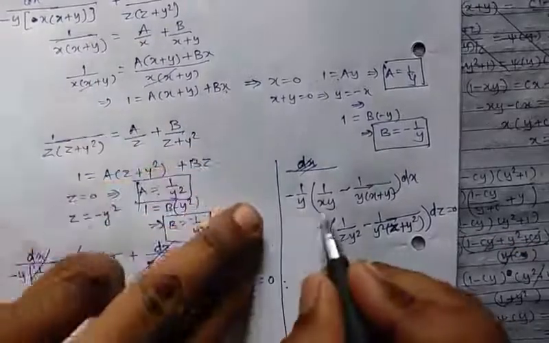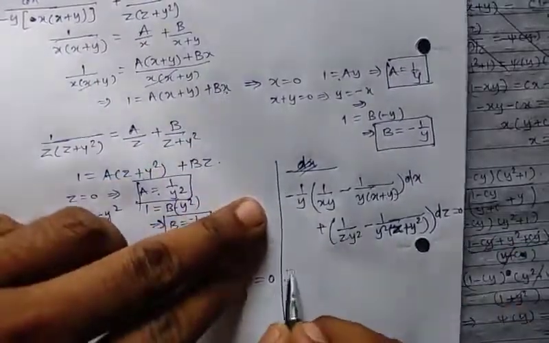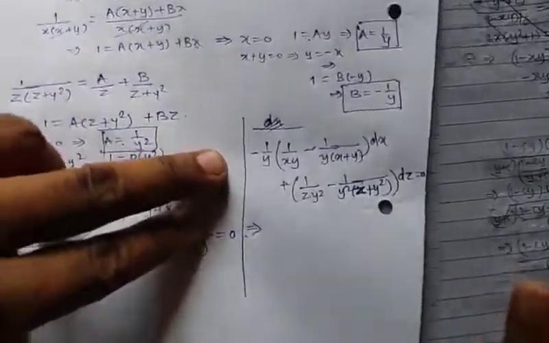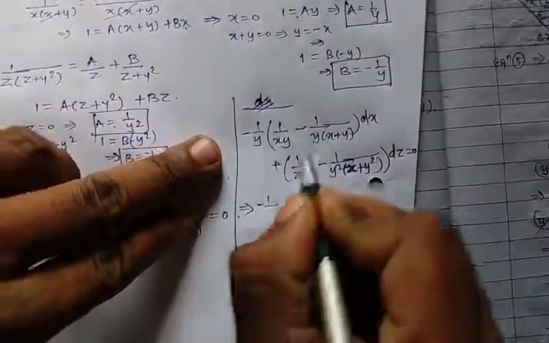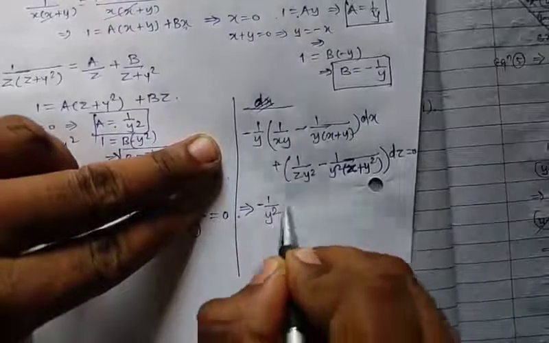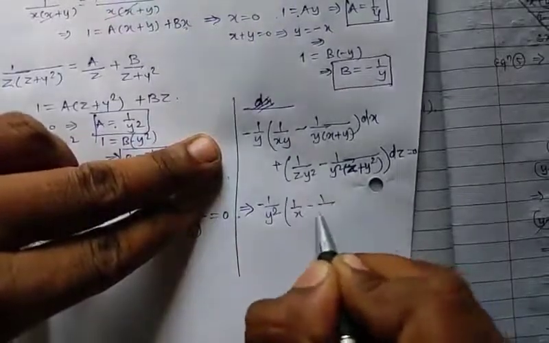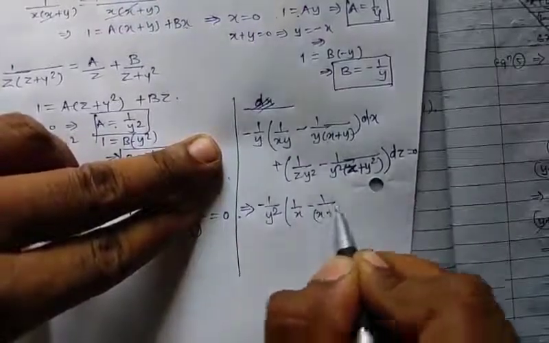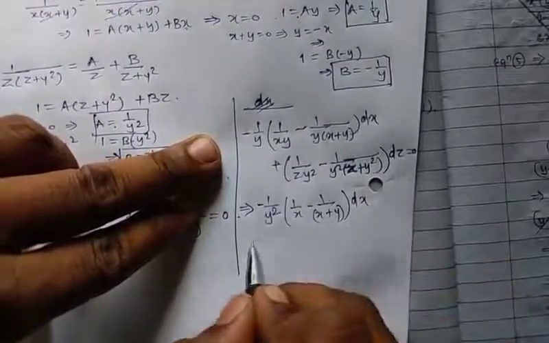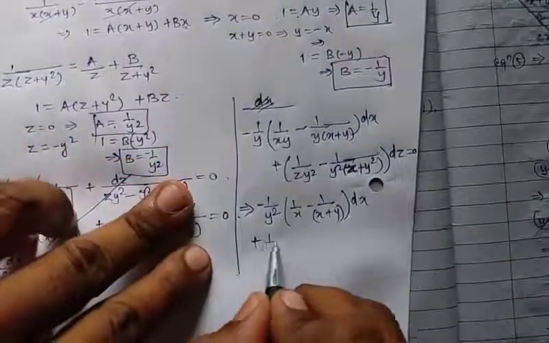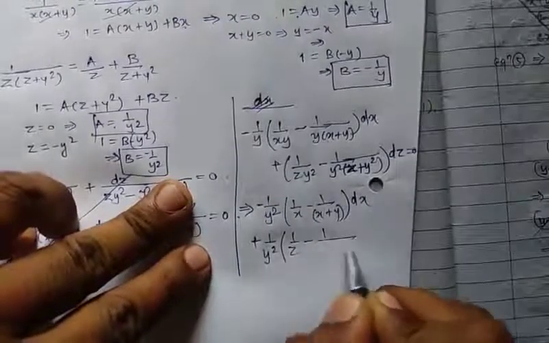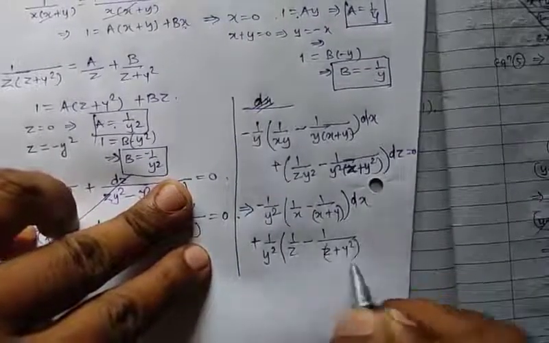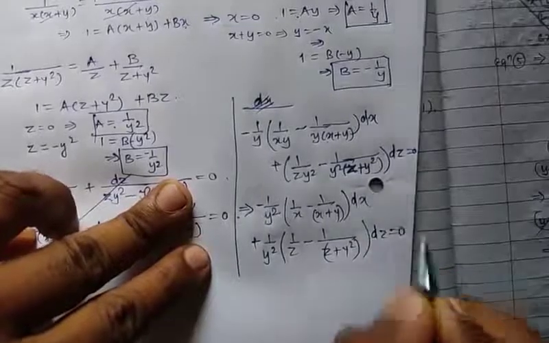After taking y as a common factor, what will happen? We get minus 1/y² into (1/x minus 1/(x + y)) dx plus, taking y² outside, 1/y² into (1/z minus 1/(z + y²)) dz equal to 0.